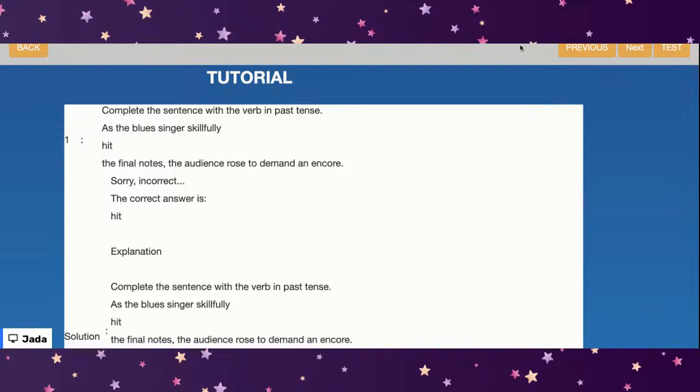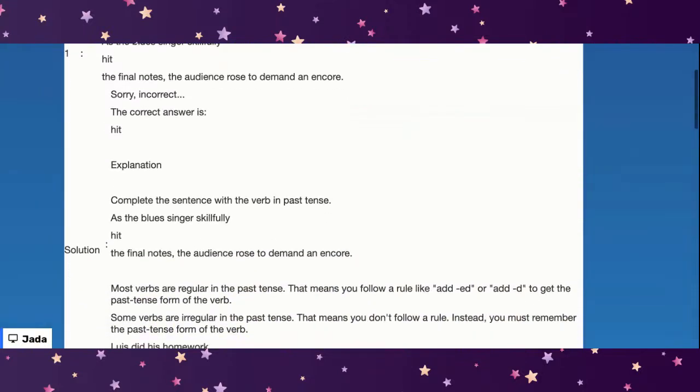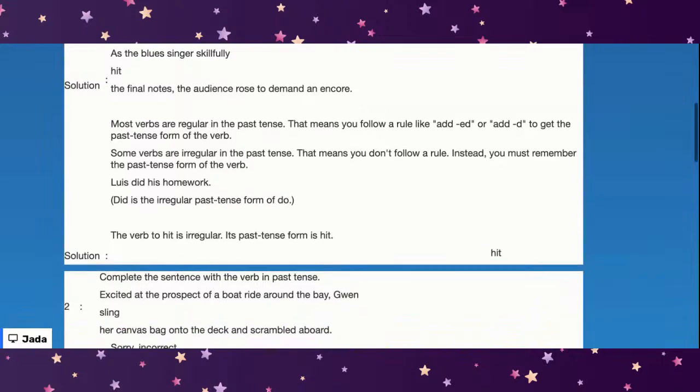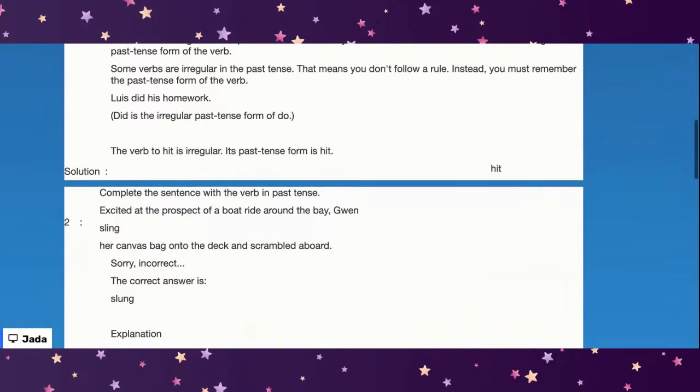As the blues singer skillfully hits the final notes, the audience rose to demand an encore. So rose, okay, skillfully hits. So you have to write the past tense of hits, and the irregular past of hit is still hit. Hit doesn't have any special difference, so it's still the same.